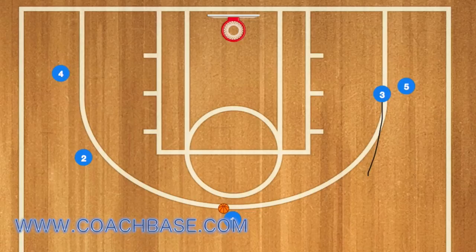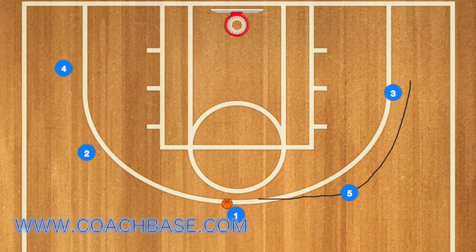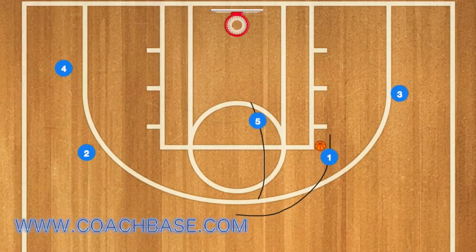Here's a screen away, or an away screen. 3 would screen for 5, 5 will run towards the ball. Now here's a STS, or screen the screener. 3 will screen for 5, 5 will screen for 1 who has the ball, and then they can either do a screen roll or a screen and pop.